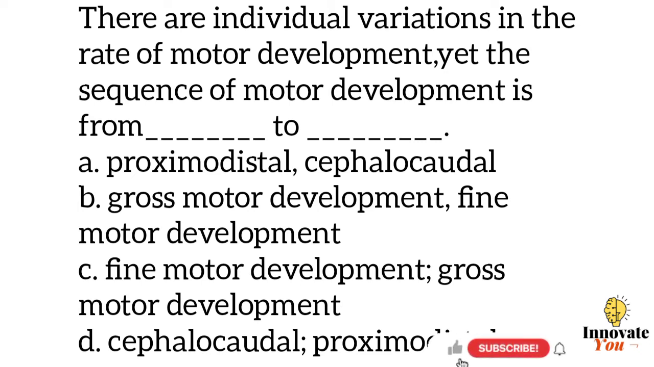So, what is cephalocaudal? Cephalocaudal sequence refers to head to toe sequence. Proximodistal sequence means that development proceeds from the center of the body towards the outer part of the body. So, the correct answer over here is option B. Gross motor development, fine motor development.